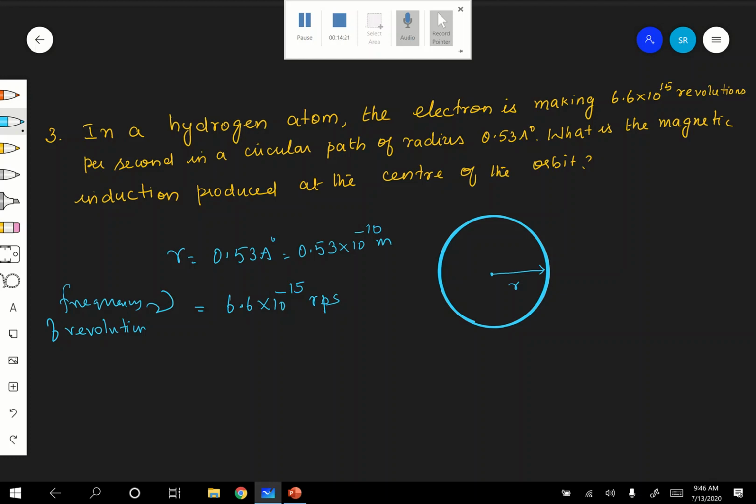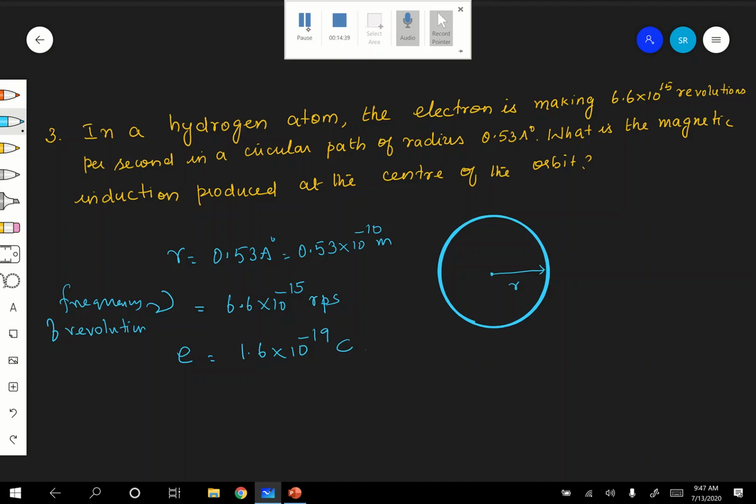Right. And it is an electron. Therefore, what is the charge of the electron? e, that is equal to 1.6 into 10 power minus 19 coulomb. Everything is known. Now you are asked for what? The magnetic induction.